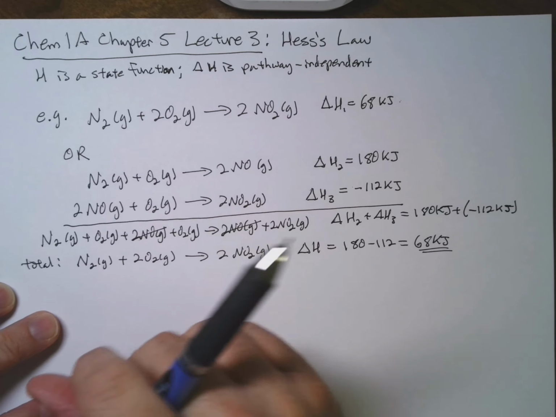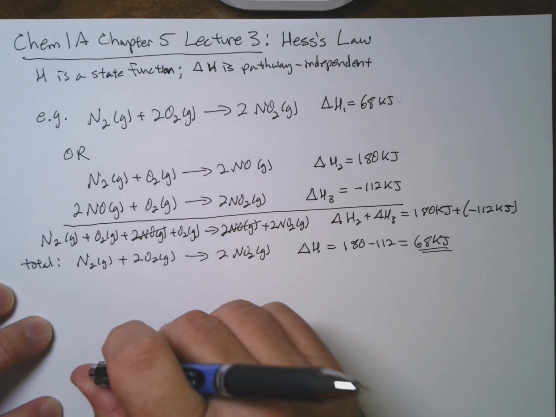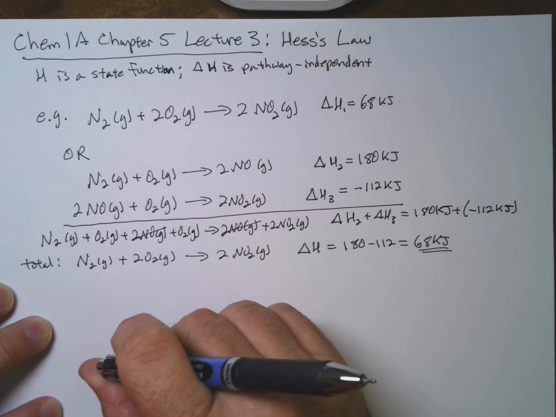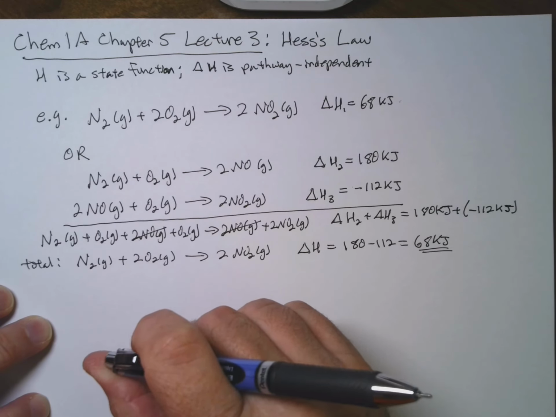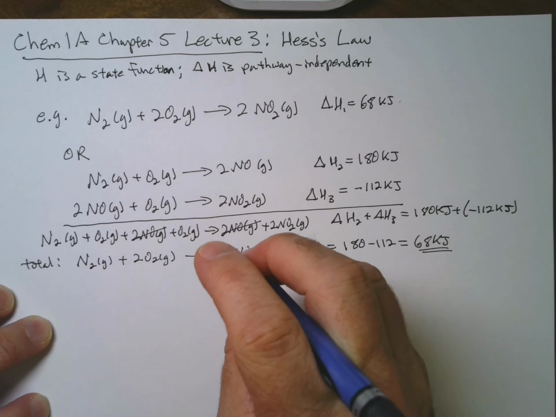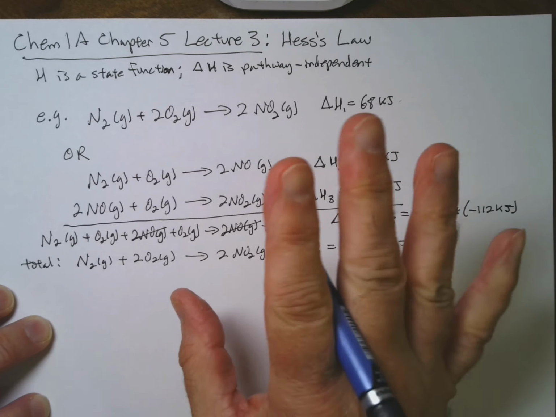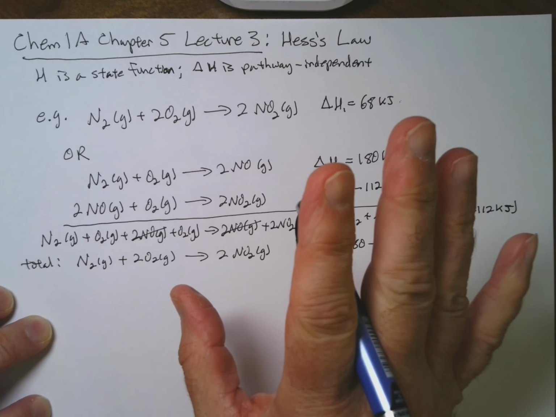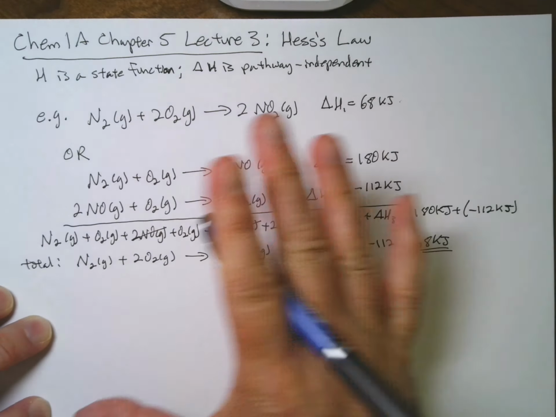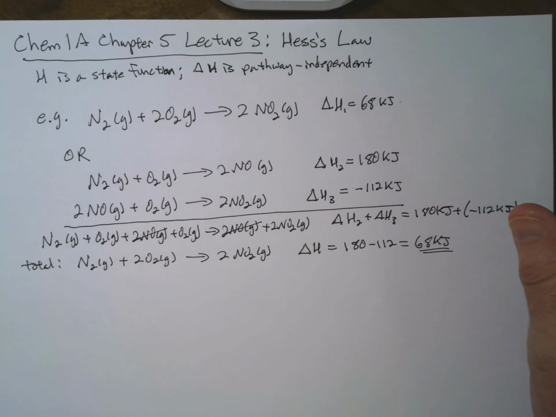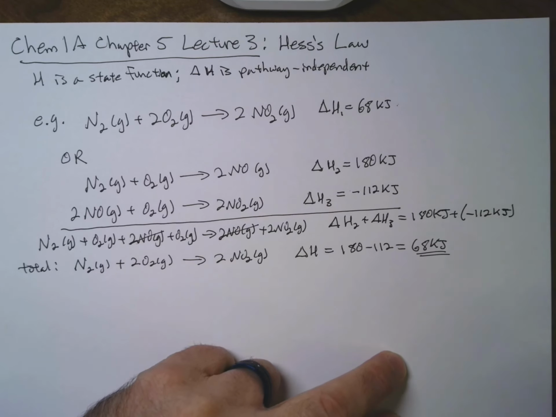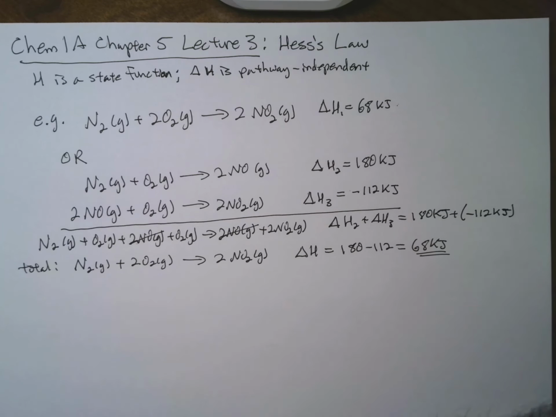So again, why do we bother with this? Well, we can write a one-step reaction for a multi-step one, because we measure delta H of the individual steps, it's easier, and then we put them all together for the overall reaction. So let's take a look then at another example here. And let me grab a piece of paper here.